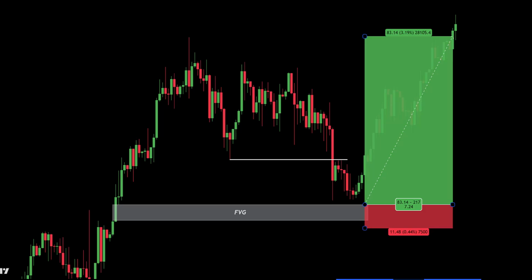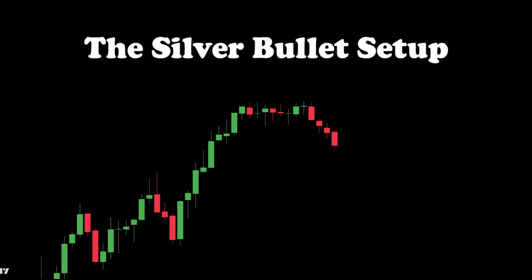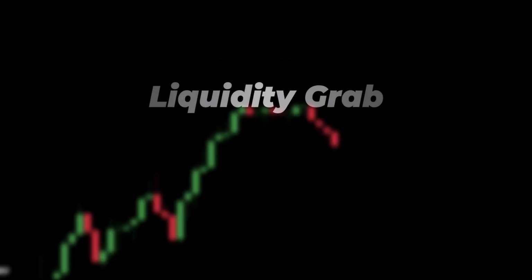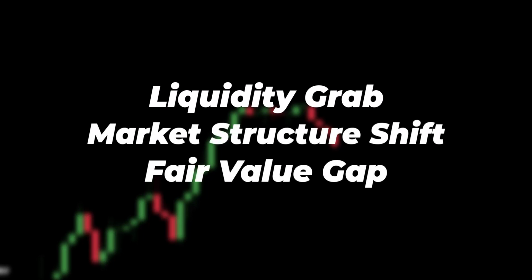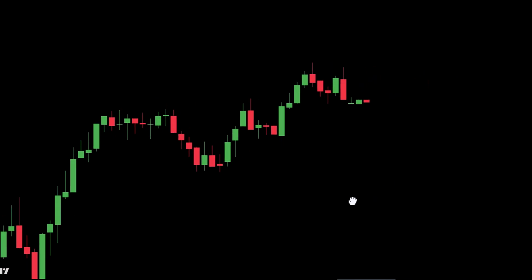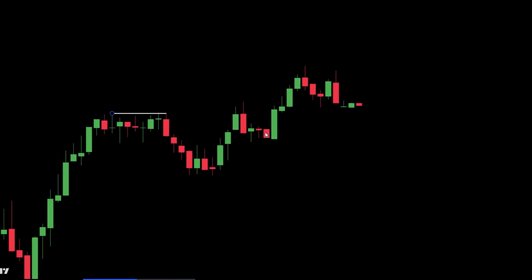Now let's move on to the most precise smart money strategies. The silver bullet trading setup. This method skillfully blends liquidity grabs, market structure shifts, and fair value gap entries. In a bearish setup, price first pushes above the day's high, sweeping liquidity from those highs.